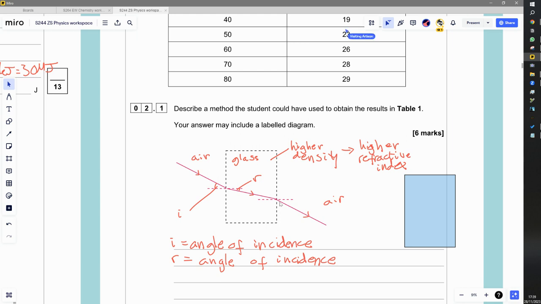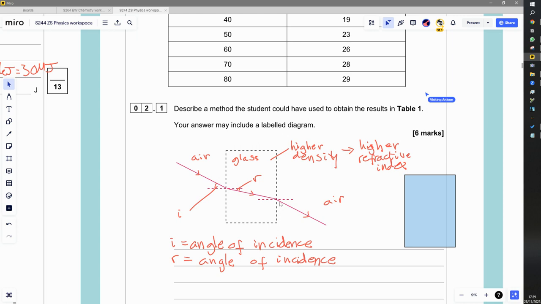That's the main thing that's going to be difficult about it. You can't use a protractor while the glass block is there, and then when you remove the glass block, the rays of light aren't the way that they were. So that's the tricky bit.